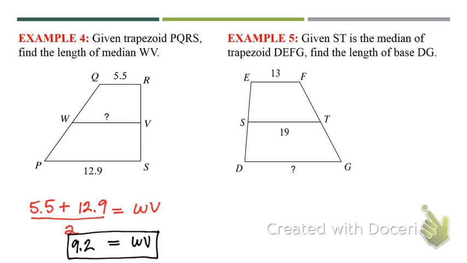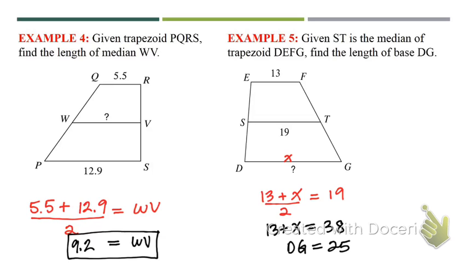And then for example 5, the missing base is DG, so we'll put a variable there. We'll add it up and divide by 2 and set it equal to what the mid-segment equals, which is 19. So we can multiply both sides of the equation by 2 and just subtract 13, and we've got our answer.